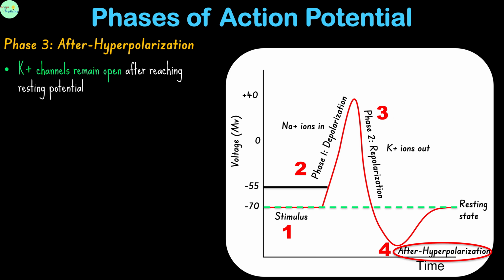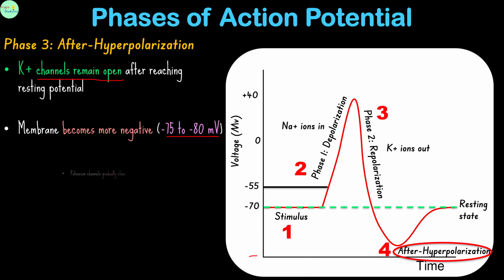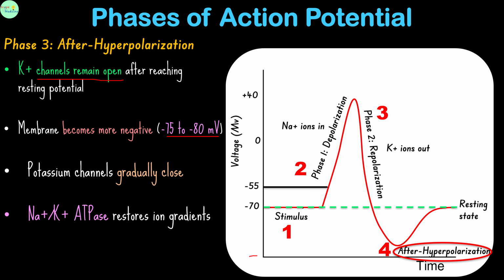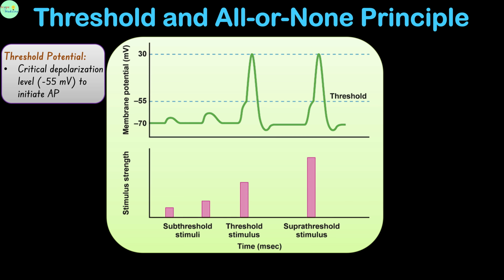Phase 3 is after-hyperpolarization. Potassium channels remain open briefly even after the membrane reaches resting potential, causing the membrane potential to become more negative than resting, approximately negative 75 to negative 80 millivolts. The potassium channels gradually close, and the sodium-potassium adenosine triphosphatase pump works to restore the original ion gradients, returning the membrane to resting potential.